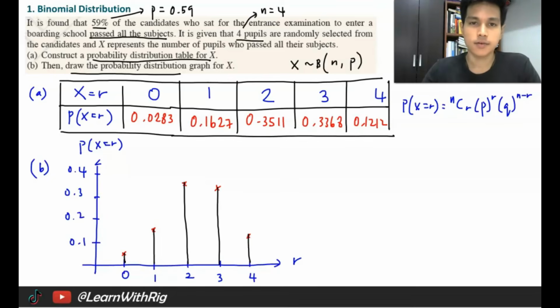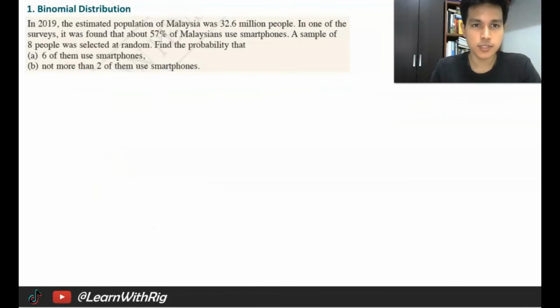Clear? Right, next. In 2019, the estimated population of Malaysia was 32.6 million people. In one of the surveys, it was found that 57% of Malaysians use smartphones. Whenever you see this 57%, you can kind of know it's either the p value or q value, but most likely it's the p value. A sample of 8 people was selected at random. So that means your number of trials is 8.